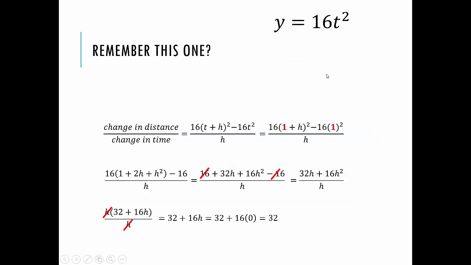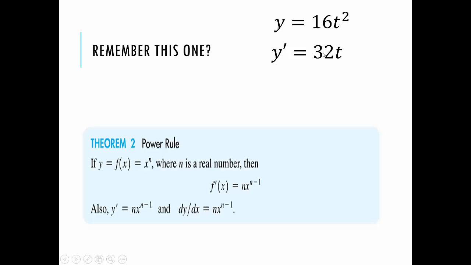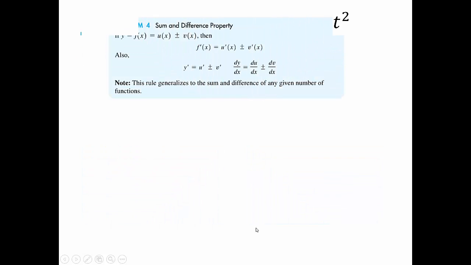Instead of going through all of those steps, in one step I could simply do my power rule: bring the 2 down, so I multiply it if there's something there, and then subtract 1. The sum and the difference property is nice when you have difficult functions, but a lot of times you'll just do these in one step.